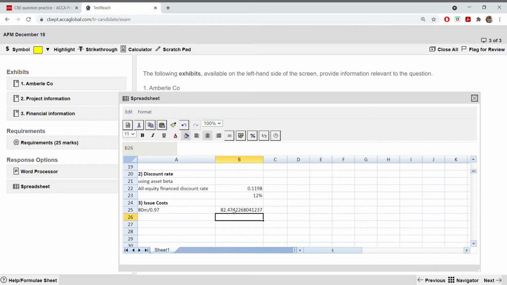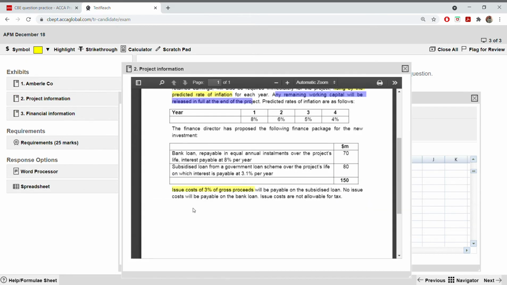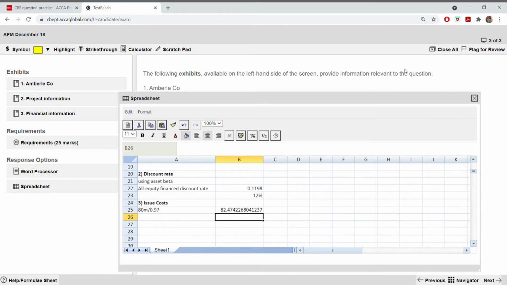Next, what do you have to find? You have to find 3% on that. That's how you find issue cost. When they tell you that the issue cost is 3% on gross proceeds, you take the 80 million, the amount of subsidized loan, and divide by 0.97. Then on that you take 3%. That's how you get the issue cost. Okay.